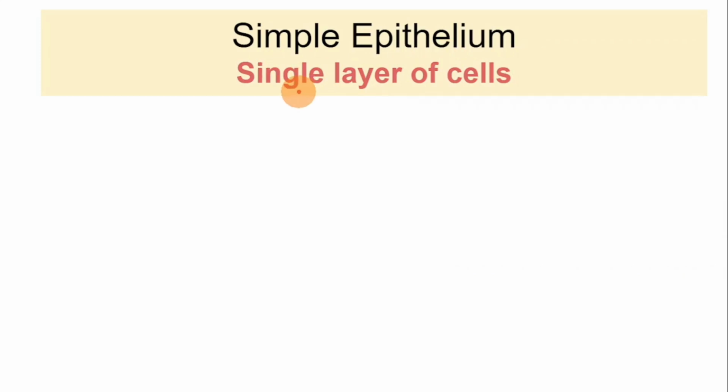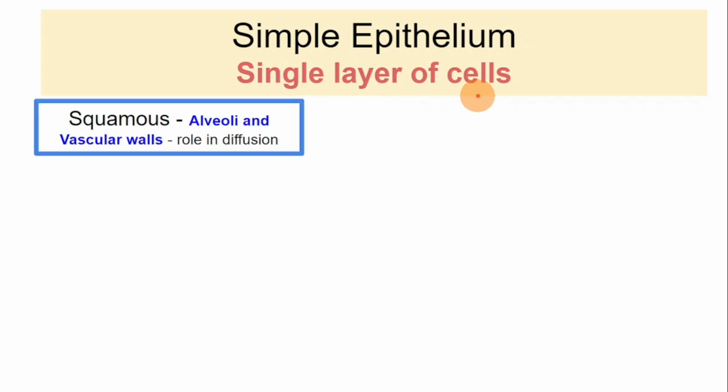Simple epithelium will have a single layer of cells, and the classification is number one, squamous epithelium. Squamous epithelium cells are irregular shaped, so they have irregular boundaries and there will be minimum intercellular space between the cells. These are flat cells. So two examples are alveoli and vascular walls, the capillary walls. So they play an important role in diffusion.